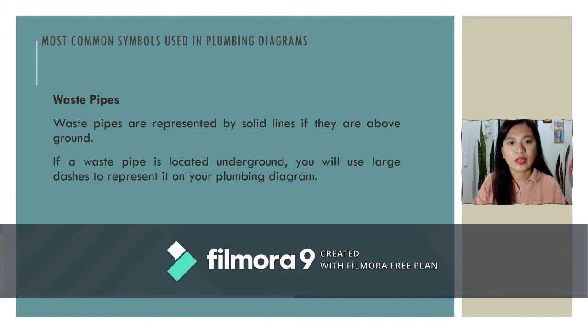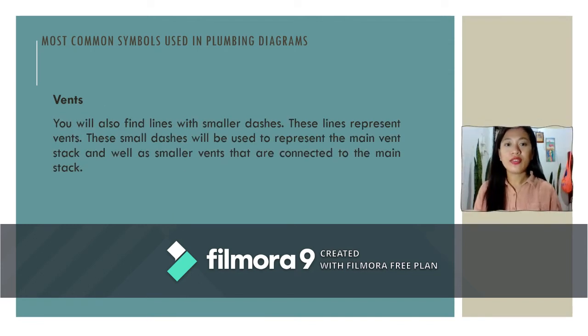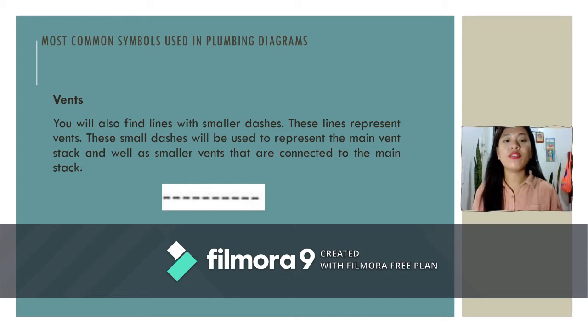Waste pipes. Waste pipes are represented by solid lines if they are above ground. If a waste pipe is located underground, you will use large dashes to represent it on your plumbing diagram. You will also find lines with smaller dashes, and these lines represent vents. These small dashes will be used to represent the main vent stack as well, as smaller vents are connected to the main stack.